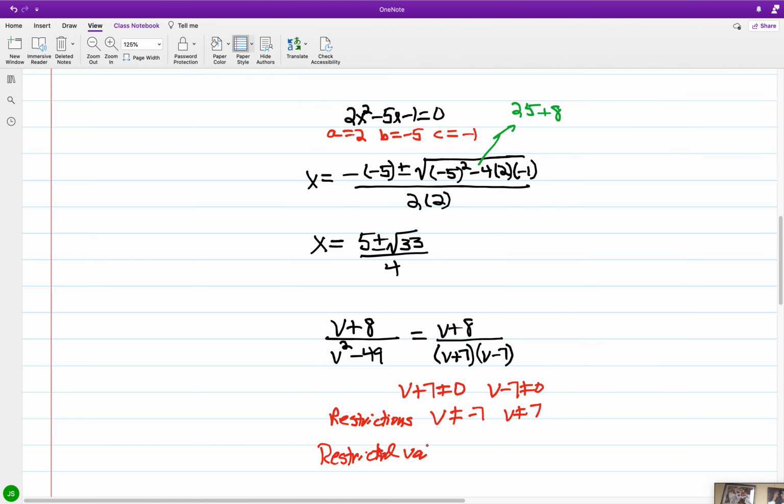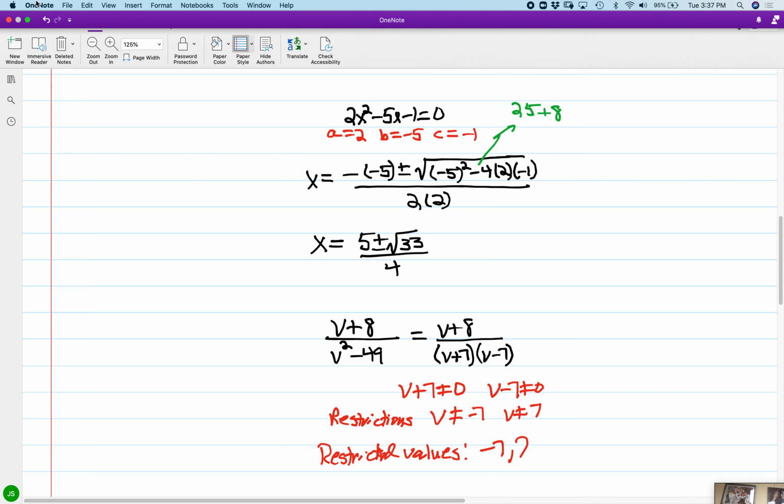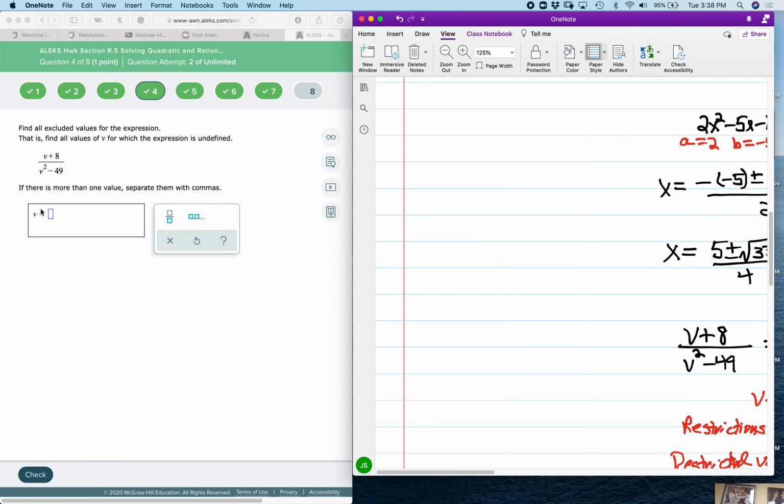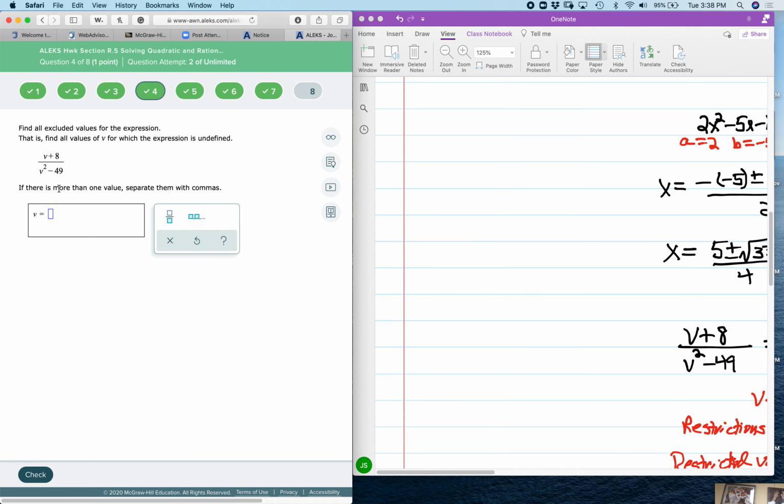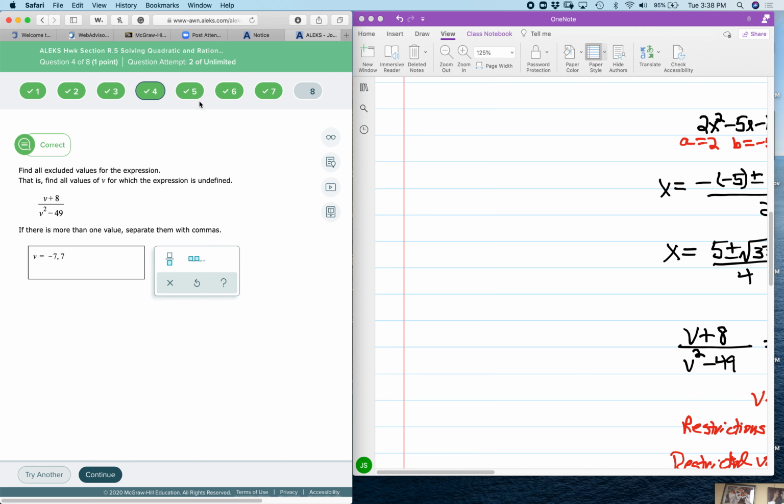For what we have regarding v, the restricted values will be negative 7 and 7. So referring back, for v we have negative 7 and 7, and checking the result, that is correct.